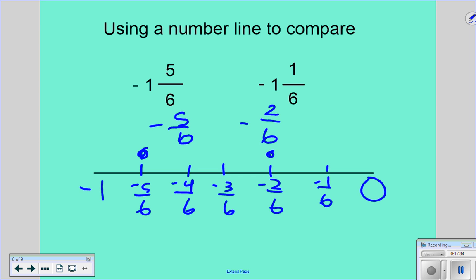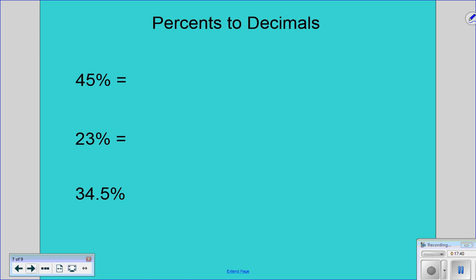All right, any questions on how to make a number line with 2 numbers? Figure out what they're between, and then go from there. Okay. All right, so the last thing I have is percent to decimals. On your notebook, write percent to decimals. How do we change percents to decimals? It's very simple. There's one rule.